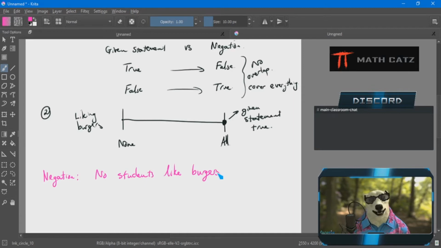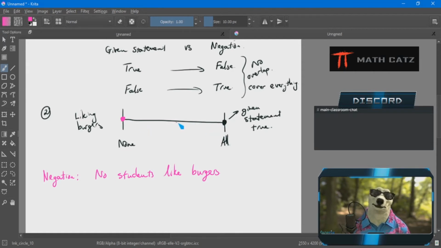And the tendency when I think about opposite is to flip it around to the other side over here. And yes, certainly when no students like burgers in reality, my negation has to be true in that case, for sure, because it's not in the black dot. The given statement is certainly not true when it's the case that no one likes burgers. Then my given statement is false, for sure. So my negation has to be true. However, in a situation like this, there's a ton of stuff in between that could be happening.